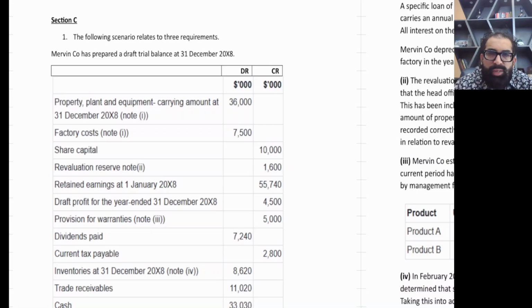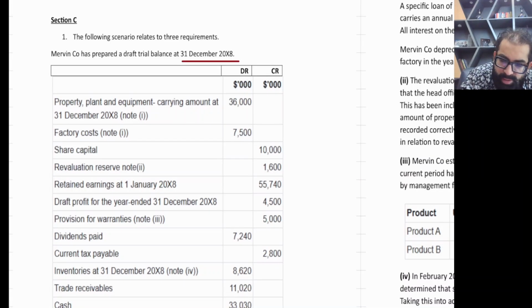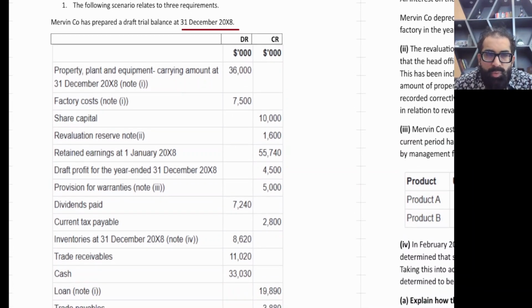You can see that there is a trial balance in front of you. The following scenario relates to the requirements. The company name is Mervin Company, and the year end is 31st December X8. As we all know, accounting dates are very important for financial reporting purposes. And you can see the draft profit. They have calculated the draft profit.